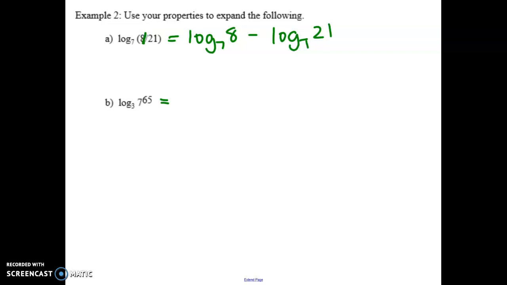So when we're expanding our next one here, we have a power of 65. So our law says that that power can go to the front. So we'll get 65, and then we'll be left with log 7 base 3. So those are the same. Again, whether you put the 7 to the power of 65, or you bring the 65 to the front and multiply. That would be the expanded version.